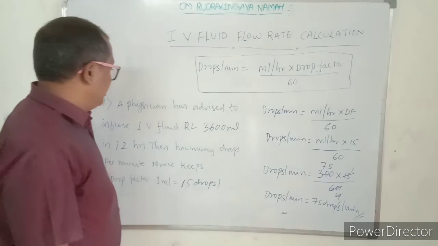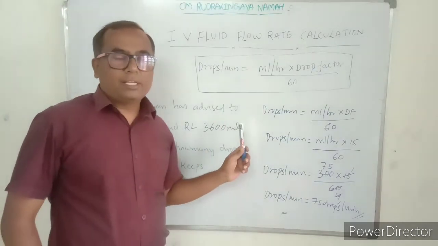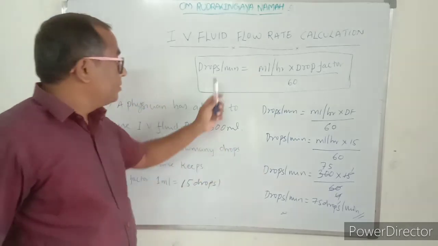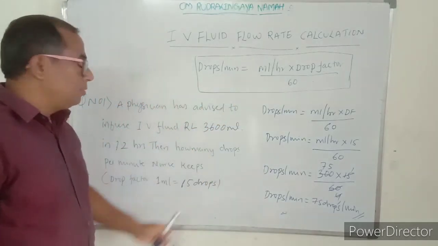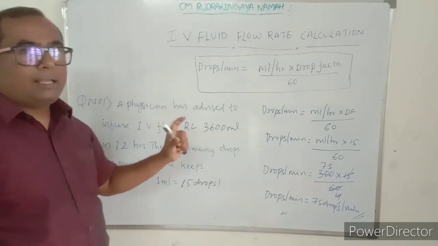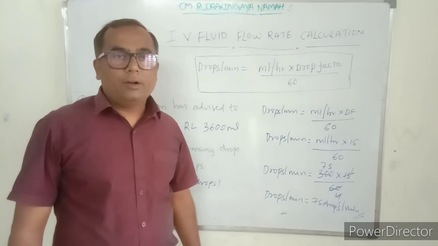Okay, so this is the calculation of IV fluid flow rate. This is very important from the examination point of view. So please remember this formula and do the calculation. Only the ml per hour we have to calculate, and thereby we can easily get the drops per minute.